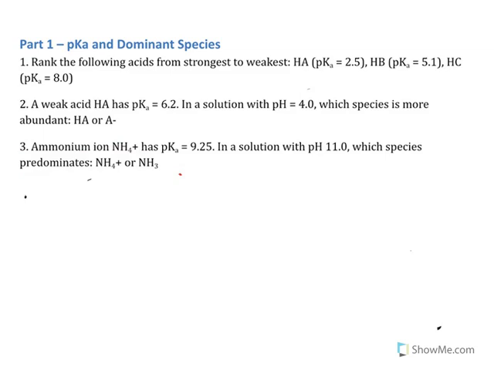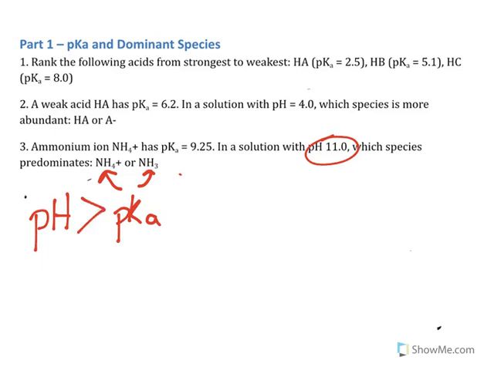Number 3 is very similar. We've got the ammonium ion, NH4 plus, with a pKa of 9.25. We have a solution with a pH of 11. Which species predominates? The part that's going to act as the acid or the conjugate base of it? Well, here again, I'm going to compare pH to pKa. And in this case, pH is greater than the pKa. That means that there's too much base compared to the acid. So the part that's going to be predominant here is the basic component, the NH3.